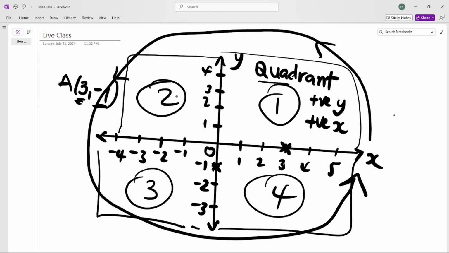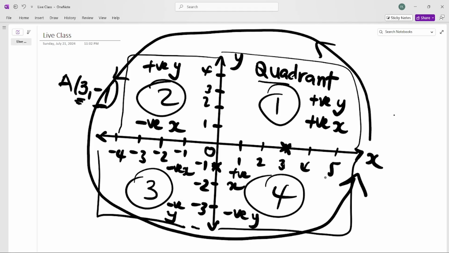If you come to the second quadrant, we have the negative x values here, that's this line, and for the y, we have the positive y values, that's the one going up. They come together to form the second quadrant. In the third quadrant, we have negative x values and negative y values. In the fourth quadrant, we have negative y values and positive x values. They come together to form the fourth quadrant.